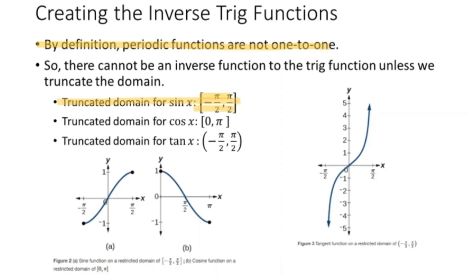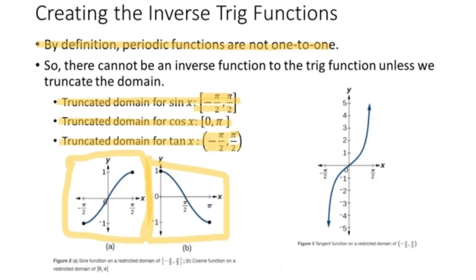For sine, we're going to truncate our domain to negative pi over 2 to pi over 2, and this will be a closed interval. If you observe the graph below, there's our sine function with our domain restricted to negative pi over 2 to pi over 2. Notice on this domain, sine of x is 1-to-1. Cosine is going to be restricted to 0 to pi. Looking at the graph below, which has the cosine function restricted to the domain of 0 to pi, we can see under this domain, our function is 1-to-1.